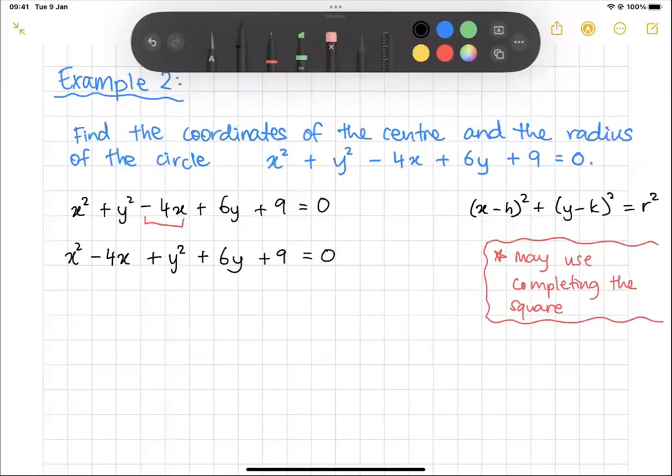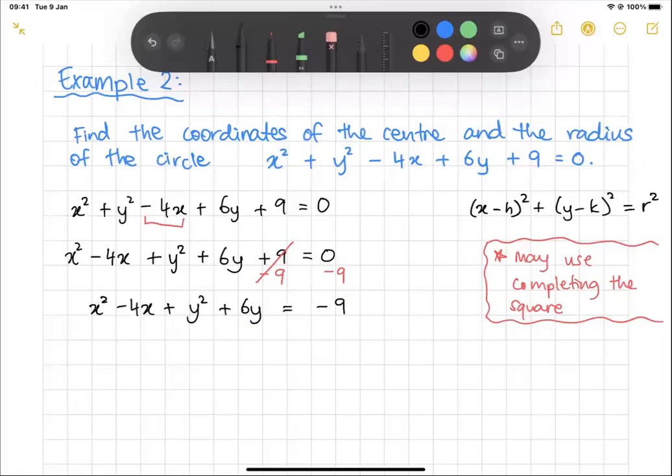Once I've done that, I'm going to move this plus 9 to the other side. To do that, I need to subtract 9 on both sides. This will cancel out, and what I'm left with is x squared minus 4x plus y squared plus 6y equal to negative 9. Now, from this point on, I need to use completing the square.